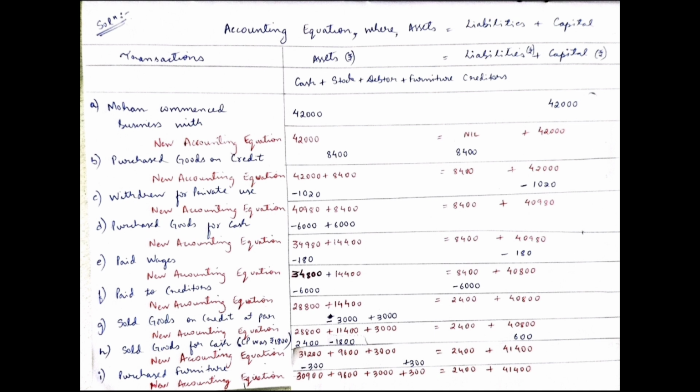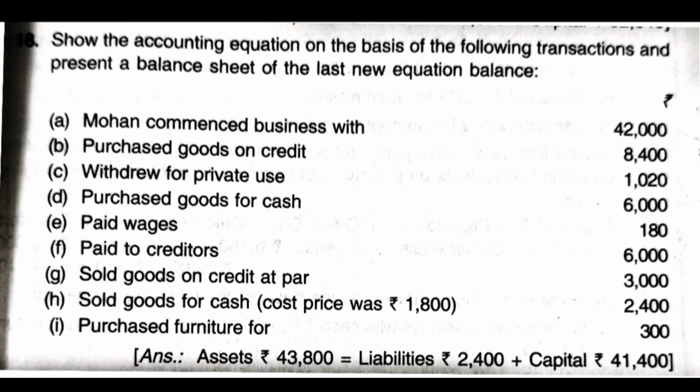Now we have solved the problem, but half of the things are done. The second part of the question, what does it state? It states that we will have to represent the new accounting equation in the balance sheet form. I mean, we have to show it in the balance sheet. So what are we going to do?